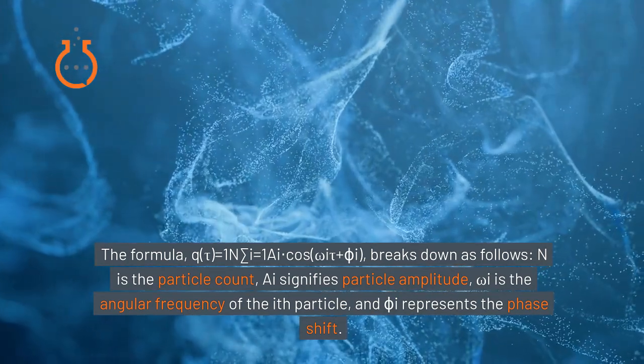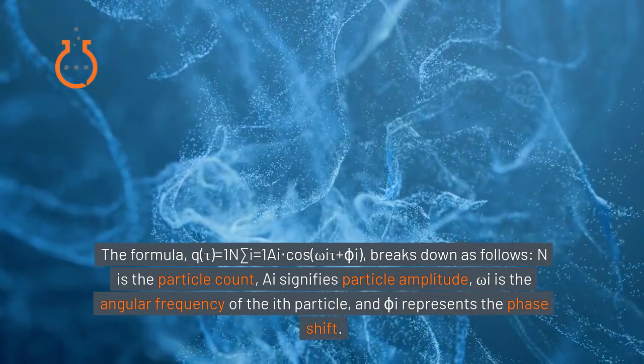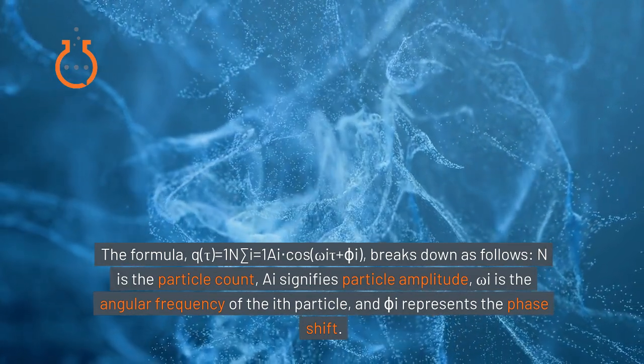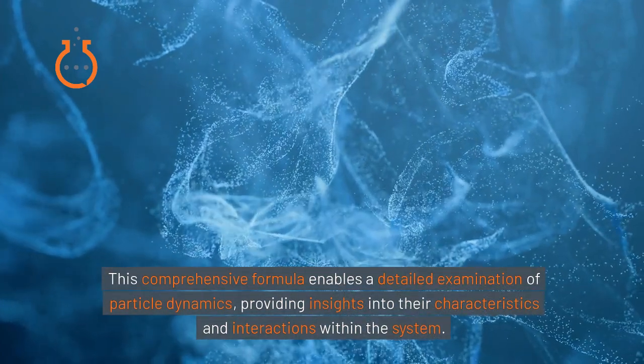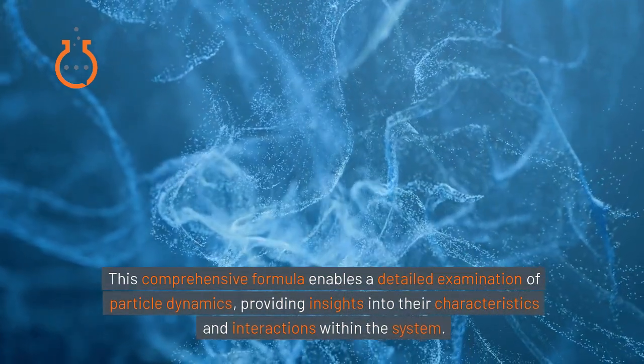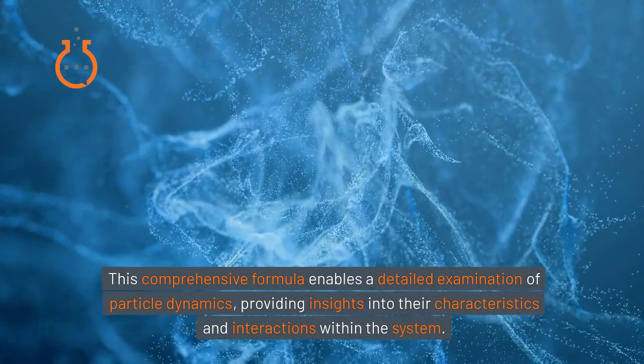N is the particle count. I_i signifies particle amplitude. Omega_i is the angular frequency of the ith particle, and phi_i represents the phase shift. This comprehensive formula enables a detailed examination of particle dynamics, providing insights into their characteristics and interactions within the system.